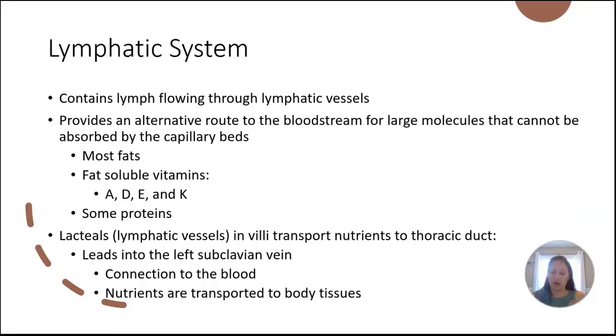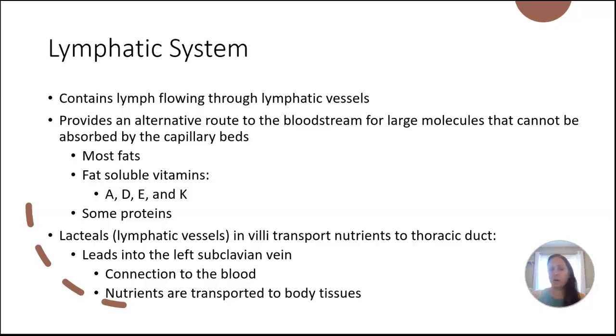Okay, so let's talk about fat soluble. So we've got the lymphatic system here. The lymphatic system is going to contain this substance called lymph, and that's going to flow through lymphatic vessels. The lymphatic system provides an alternate route to the bloodstream. It's going to eventually dump into the bloodstream, but larger molecules that are not water soluble, that can't be absorbed in capillary beds, this is how they get into the bloodstream.